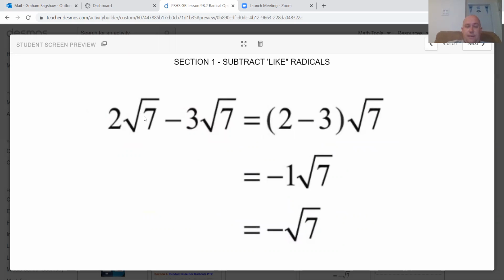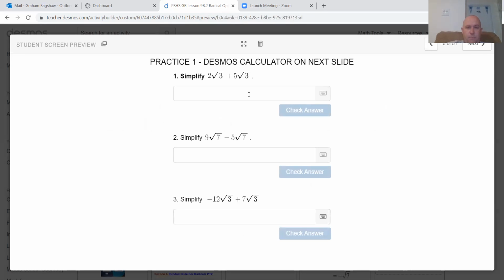And if you're subtracting like radicals, notice they have the same number inside the radical here. So 2 take away 3 is -1. Of course, we don't put in the 1 with -1. You just put a negative. So really what you're looking at is just the coefficients. As long as they're like radicals, that's really the important part about this. And then you can go ahead and try these questions here.